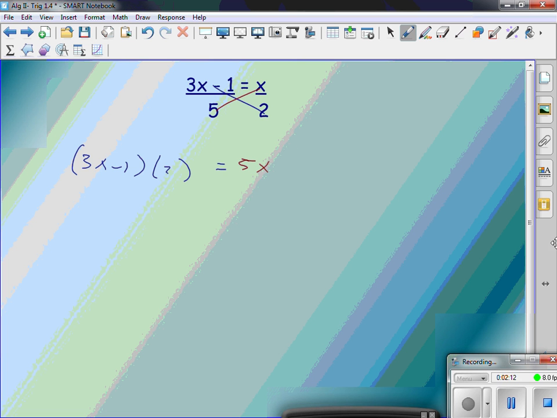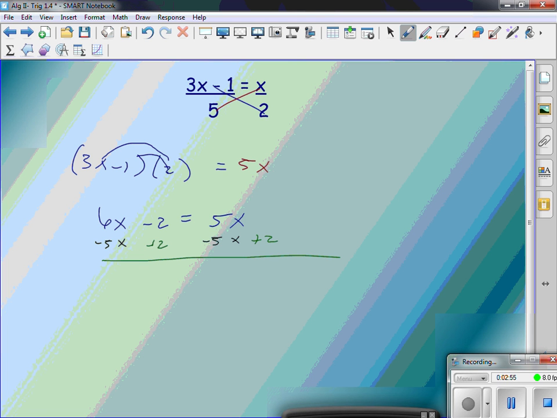You need to be careful on this aspect right here. 2 gets multiplied to both terms. This is where it gets distributed. 3x times 2, 6x. 2 times negative 1, negative 2, and then nothing on the other side is just 5x. What do I need to do? Put the x's together, get the single constants on the other side. So I need to move this 5x over here, right? But I also need to move the 2 to the other side.